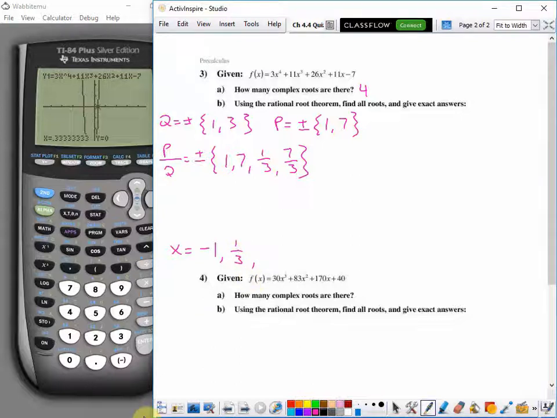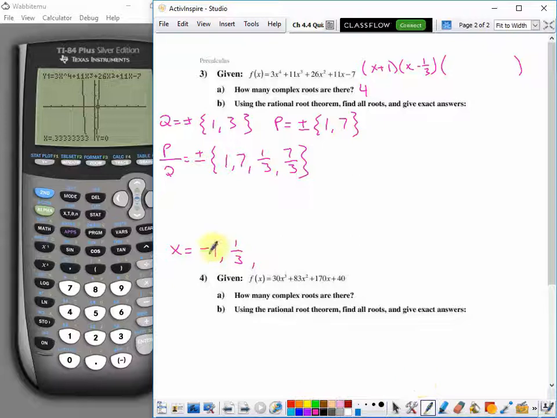Now the other two, I decided there have to be 4 because I've got a degree of 4. So the other two are either so far to the right or left that I just can't see them without zooming way out, or they're non-real, in which case they don't actually cross the x-axis. So what I'm going to do is divide again. If I'm factoring this, I've got an x plus 1 and an x minus 1/3 and something else. I don't know what that is yet.